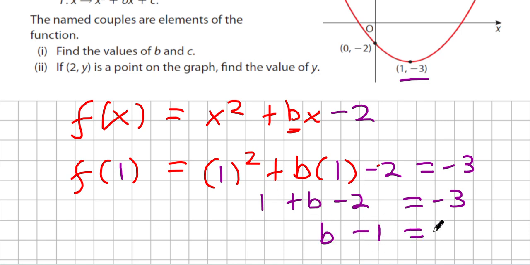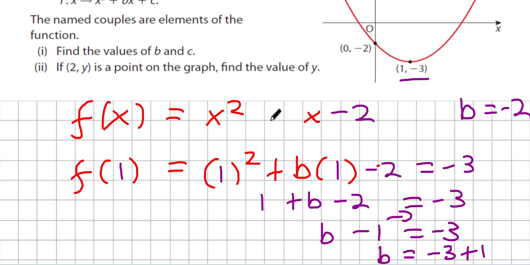Minus 1. Bring the minus 1 to the other side and what do we get? Minus 3 plus 1. Anybody tell me what we get as the answer? B is minus 2. Go back to the original equation, and where I see the B, what am I going to do to it? Replace it with minus 2.